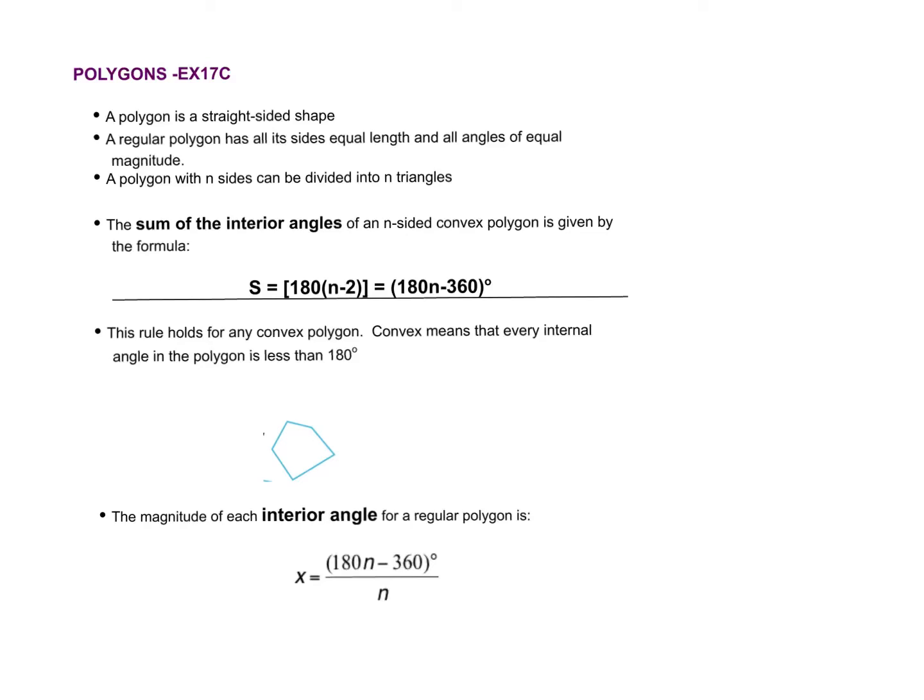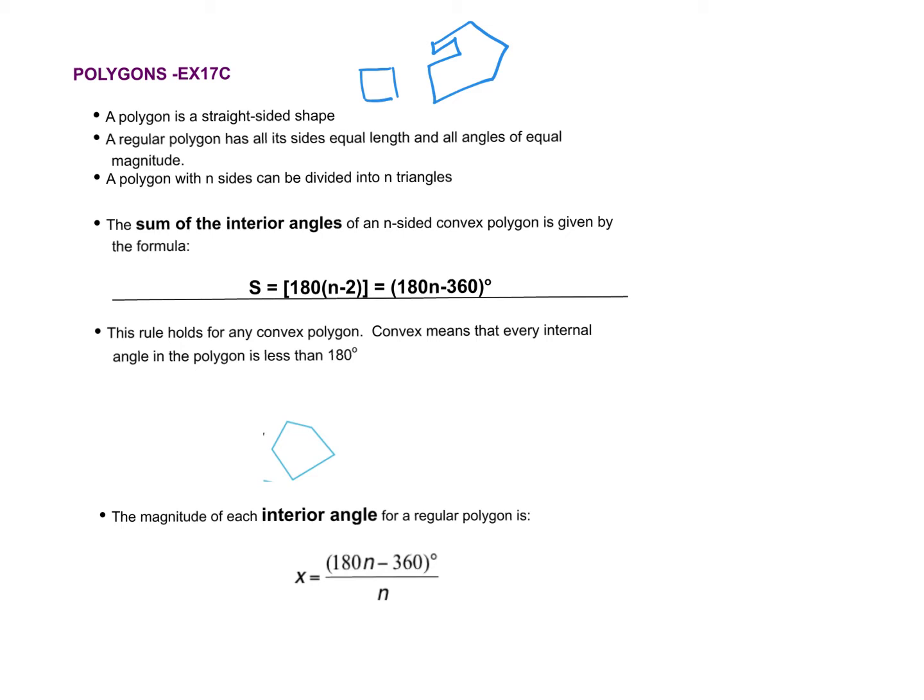All right, so today we're looking at polygons. As it says there in the first point, a polygon is a straight-sided shape. So really, a square is a polygon, or you can have anything. Even if I did something like that, if all the sides are straight, it's a polygon.